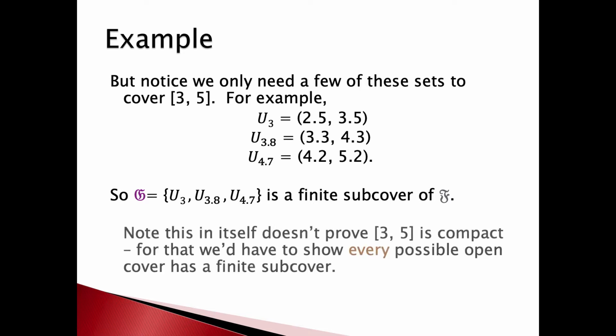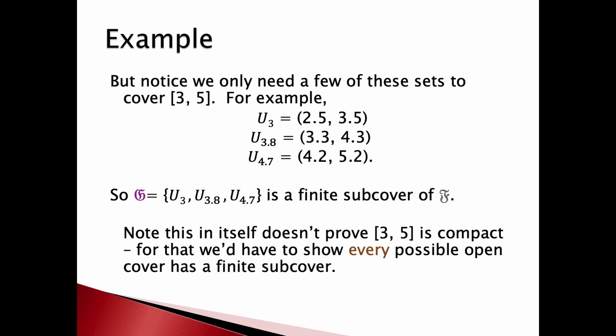Now, this doesn't prove that the interval from 3 to 5 is compact. Because remember, what does it mean to be compact? This is a quantifier problem again. We have to show that every open cover has a finite subcover. So to prove a for all, I don't do a particular example. Remember that from all our stuff with logic. To prove a for all kind of statement, I have to do this with a variable, a generic something, and show that it always works. It turns out that the interval from 3 to 5, if I include the 3 and the 5, is compact, and we'll see why in a few minutes.